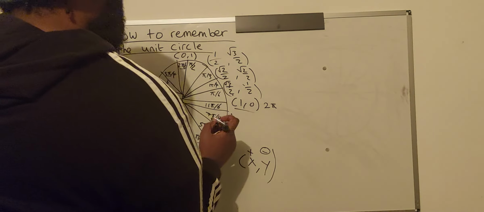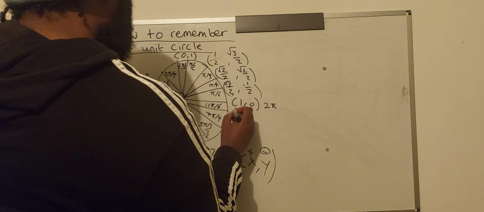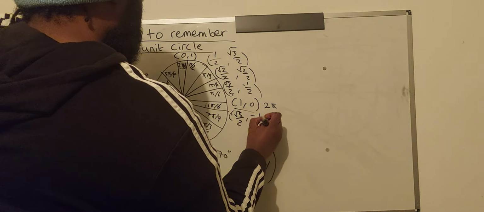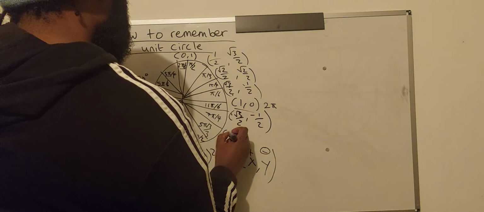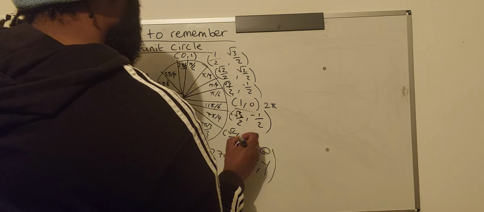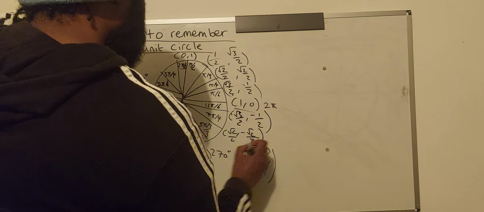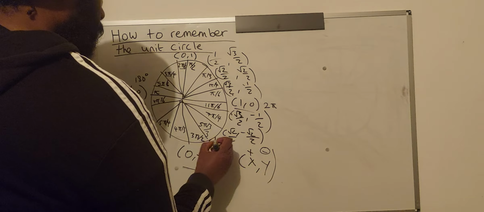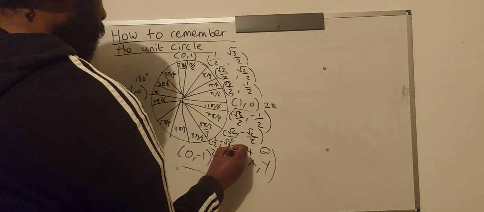So what do we do here? We just copy that there. And this is going to be plus, so that's going to be square root of 3 over 2, minus a half. The middle one's going to be square root of 2 over 2 and then minus the square root of 2 over 2. And the last one's going to be, of course, a half and minus square root of 3 over 2.